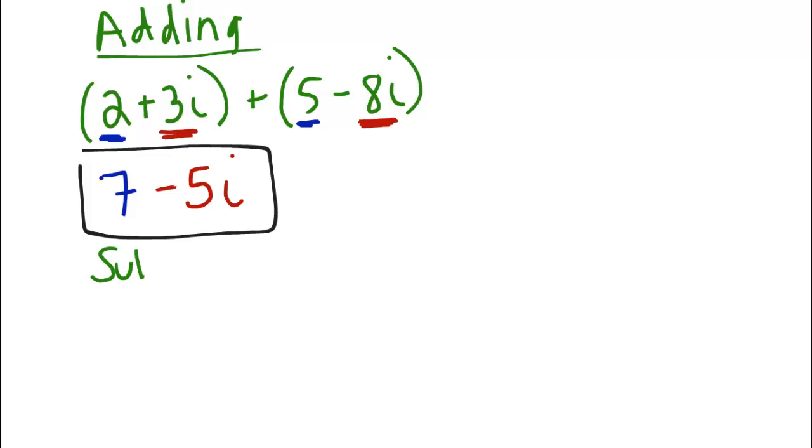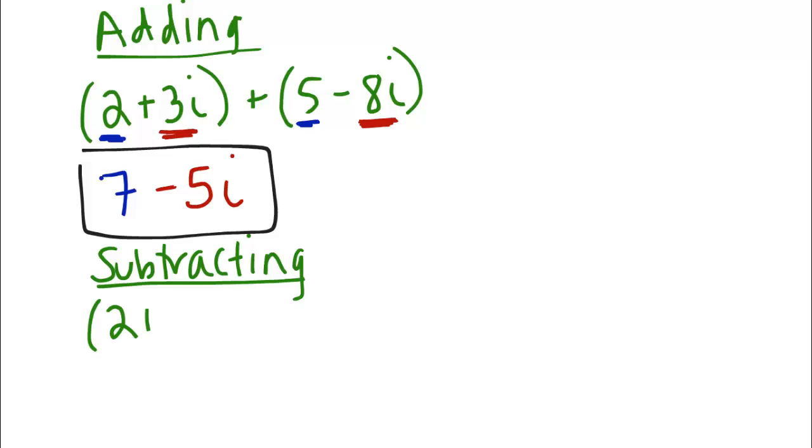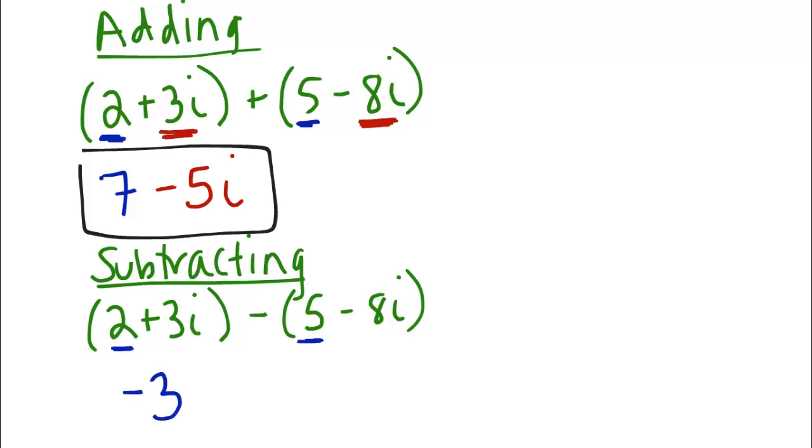How about subtraction? Let's stick with the same two complex numbers and see what we get when we subtract them. 2 plus 3i minus 5 minus 8i. Well, subtracting is just like adding negative numbers. So it really is the same thing. You're going to subtract the real parts. 2 minus 5 is negative 3. And then subtract the imaginary parts.